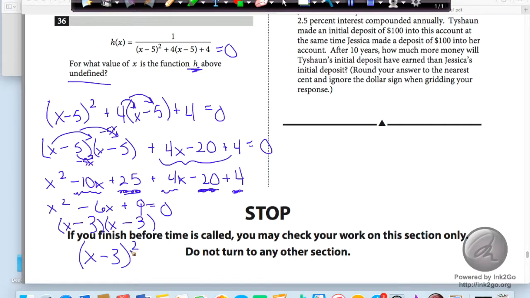squared altogether. But remember, the question is asking you, what does this equal to, what is x minus 3, or what is the value of x when all of this is undefined, and it's going to be x equals positive 3.